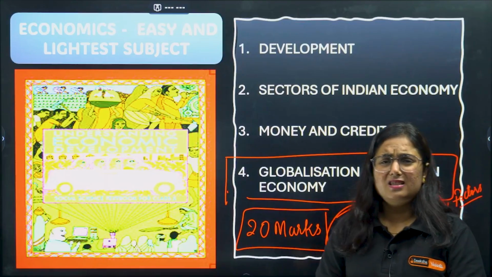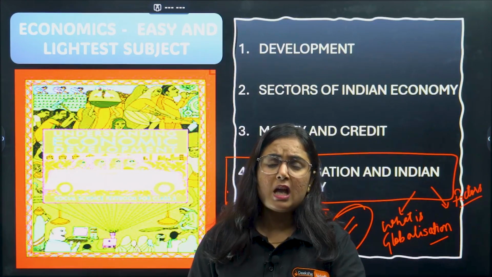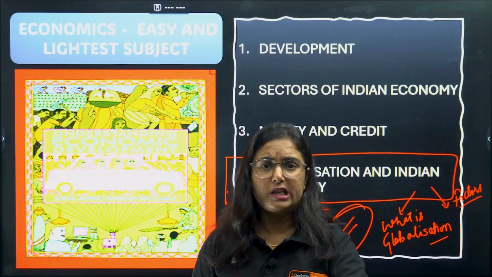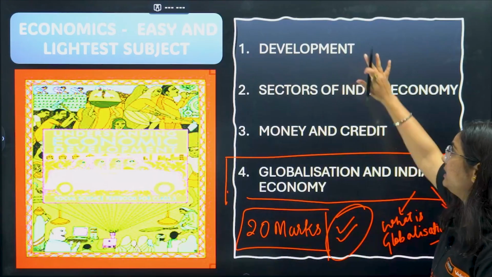So only two topics are coming, what is globalization and the factors. It is just 4 to 5 pages of NCERT and you can hardly complete it in 30 minutes. So I want you to eliminate this chapter first. You need to focus on these three chapters.